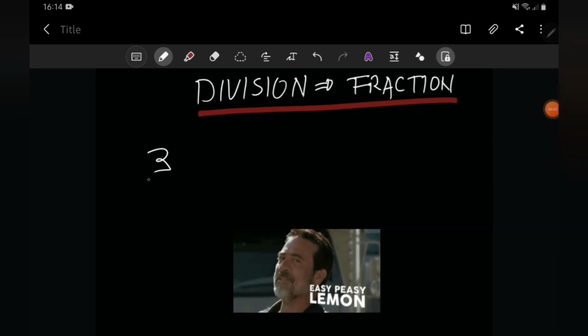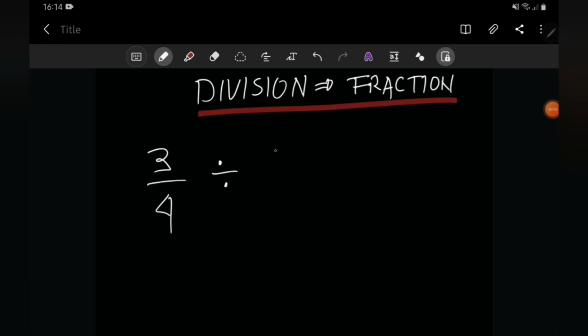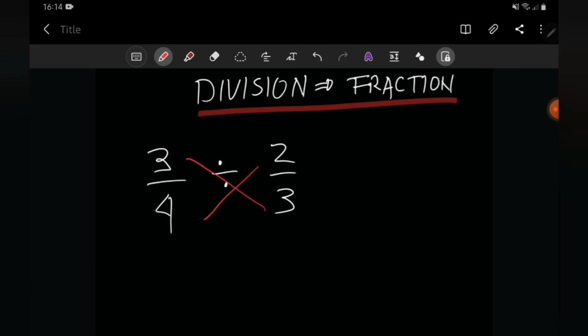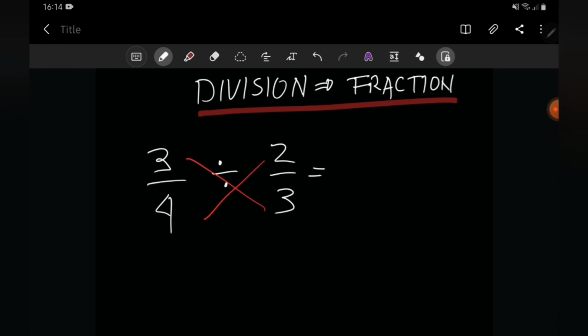So last but not least, it is division. We'll divide a fraction with a fraction: 3/4 divided by 2/3. For doing this, we can use cross multiplication, but the difference is we will put the 3 times 3 as the numerator and 4 times 2 as the denominator. So we have 9/8, or we can make it into a mixed number, 1 and 1/8.